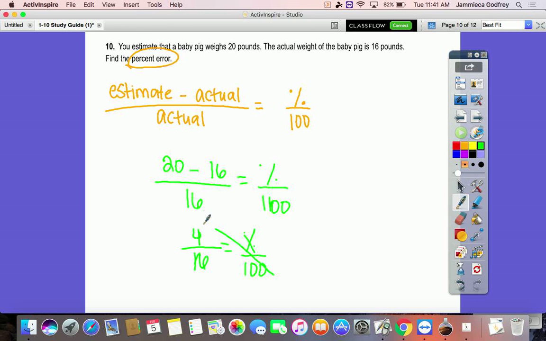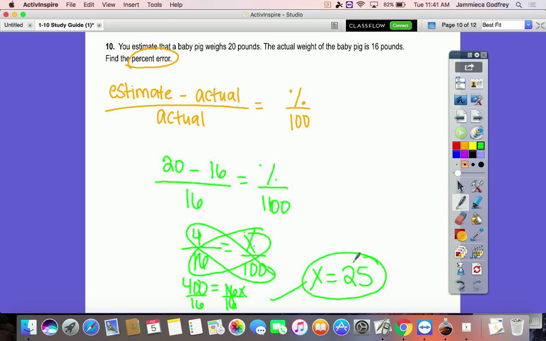Now we're just going to cross multiply. So it's going to be 400 is equal to 16x. So 400 divided by 16 will give us 25. So x is equal to 25. That's your answer for that one. And it tells you that this is the estimated amount, or the assumed amount, and this is the actual amount. In these particular problems, this one's very simple, but you need to know your equation.